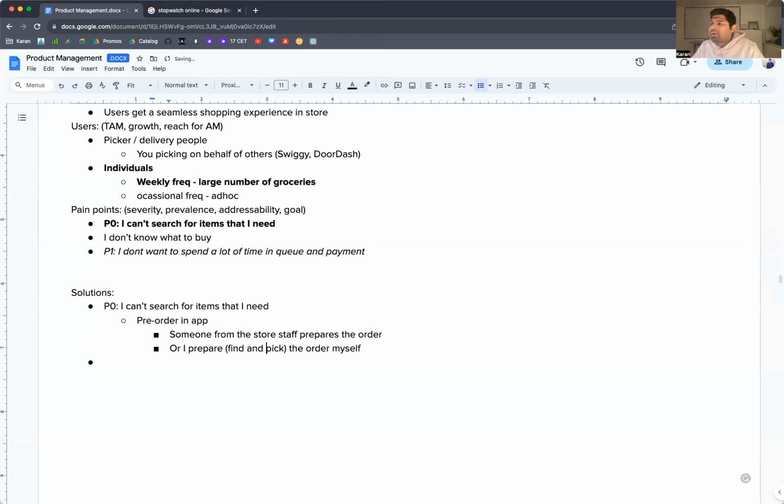Find and pick the order myself. Now, this is definitely staff intensive, so I would probably not go behind this because this requires Walmart to hire certain staff and then pack all of the orders on their own. But that's not the purpose of a departmental store. So what we can probably do is pre-order all of the items in the app, and then I go to a store, and then I find all of the items that I have ordered manually.